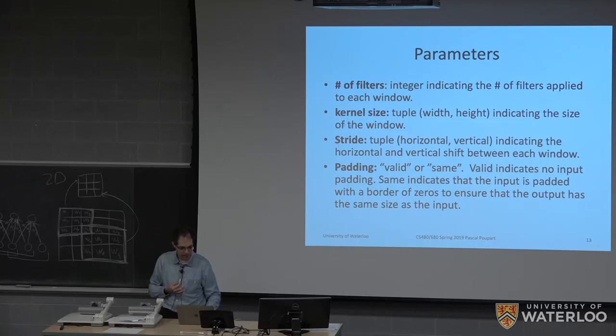There's also a stride. This is a tuple that indicates whenever we shift a kernel, do we shift it just by 1 in every direction, or do we shift by 2 or by 3 or by some larger number of inputs? Often we'll use a stride that might be more than just 1, and this will allow us to obtain some computation that is sparser.